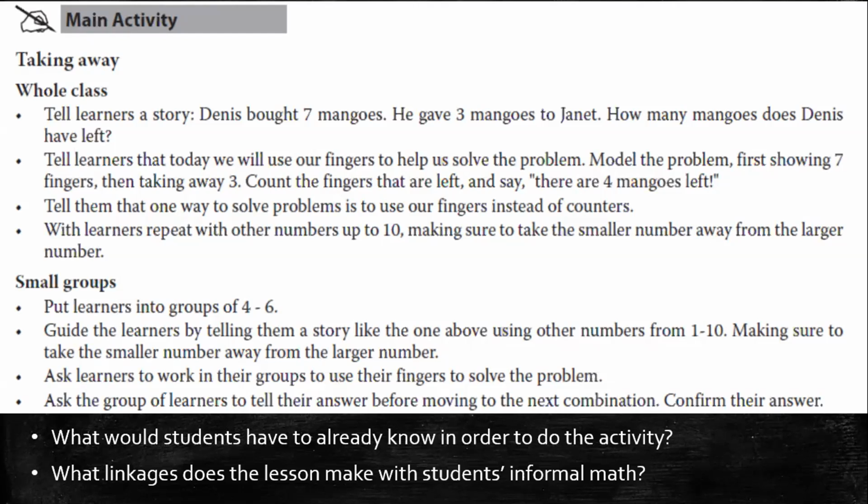So Luis has pointed out that as you're going through the bullets, you're making it a bit more abstract. Exactly, and Deepa will soon be presenting about representations and modeling, and this is a good example of that. So what would students have to already know in order to do this activity, in terms of their developmental progression? What mathematical understanding do they already have to have?